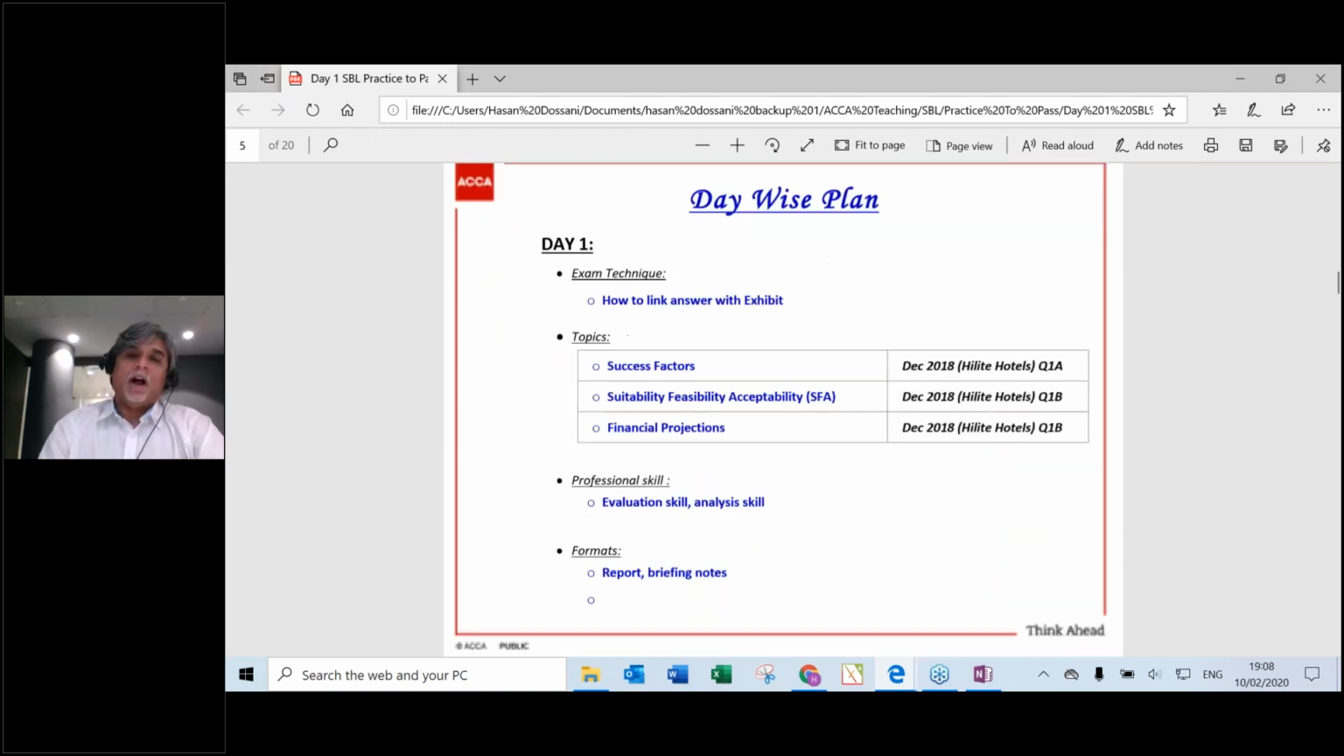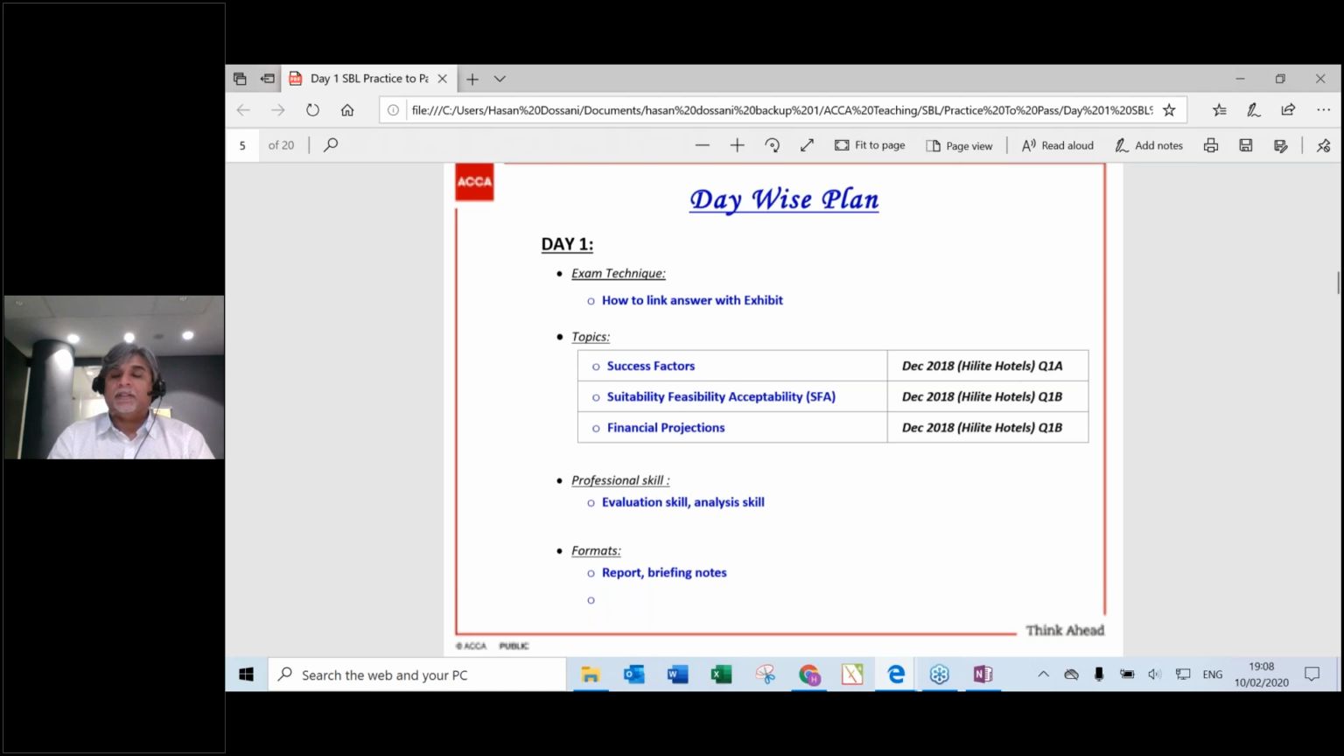What's our today's plan? Every day we will start with a day-wise plan of what we're going to achieve today. I will always start with one exam technique. Today's exam technique is how to link your answers with the exhibits. Very, very important technique. And then after that, we will proceed to do three topics.